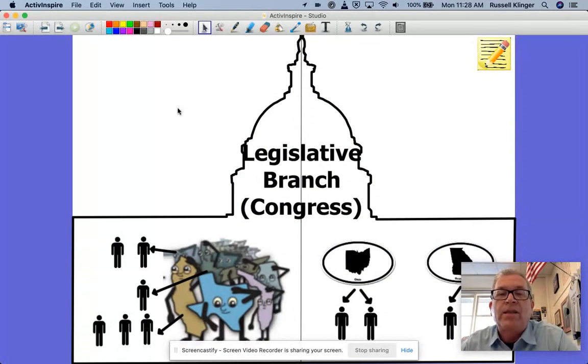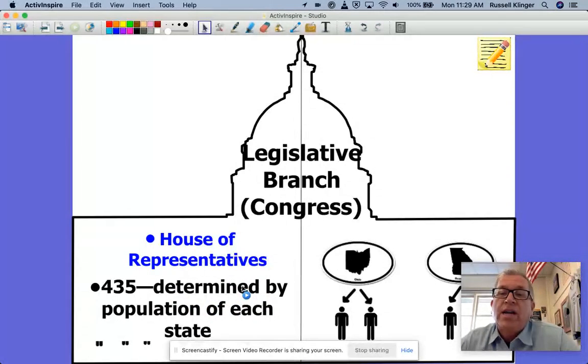Let's talk a little bit about the powers of these three branches and what they can do, and how, if you're interested in being a representative of the people, you could be a part of this group. Let's start with Congress.